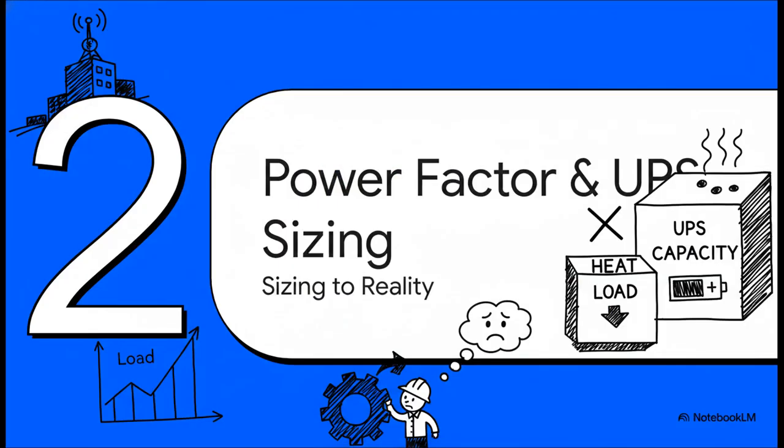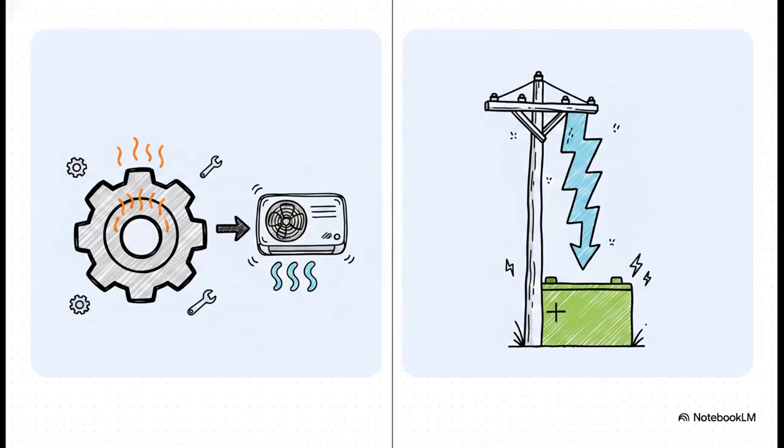Moving right along to Section 2, Power Factor and UPS Sizing, Sizing to Reality. Now that we've set our boundaries, this brings us to the first major trap in limited energy design. It's the total misunderstanding of heat load versus UPS capacity. Honestly, this is where most junior designers make their first critical mistake. On one side of the coin, we have watts. Watts represent real power, the actual energy that does work and generates heat. The mechanical or HVAC engineer needs watts to calculate their BTUs for cooling.